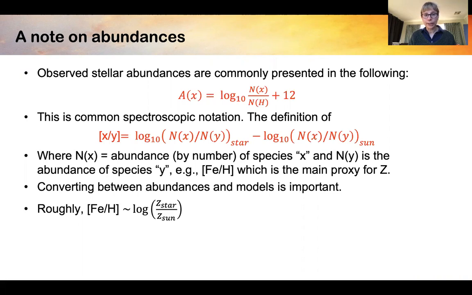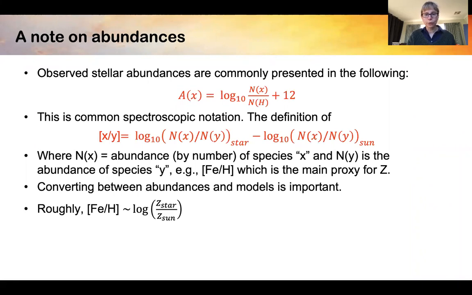Then there's a square bracket notation, where you might have the ratio of two elements in square brackets. This is really just a number ratio of, for example, X and Y in a star, and you divide that by that ratio in the sun, and you take log 10 of that.